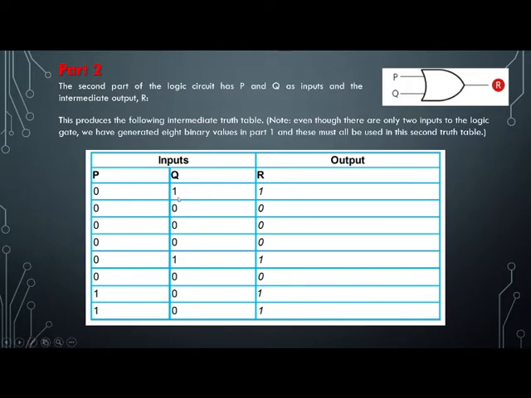That will be like this, when we have P and Q. Look at this gate, and you know what this gate is and how it will produce. It's basically an OR gate.